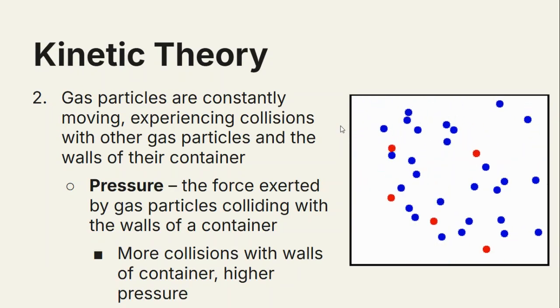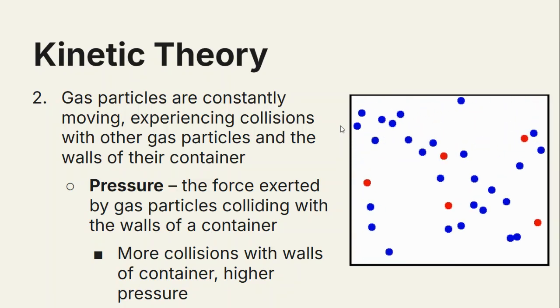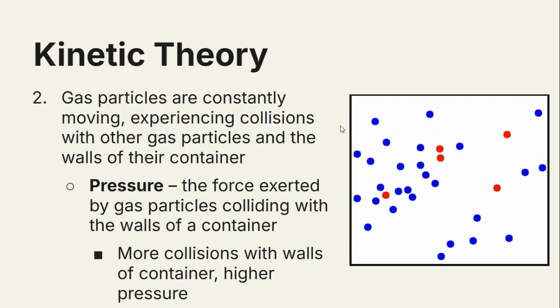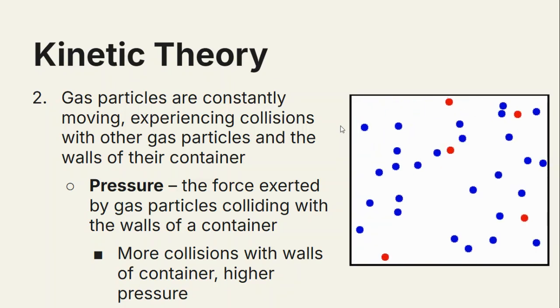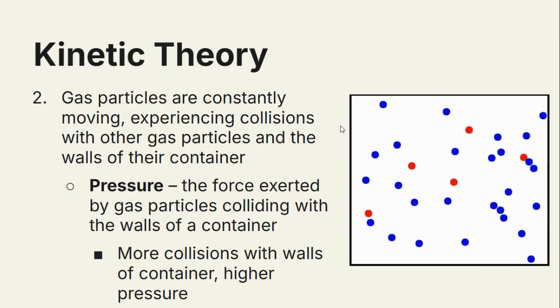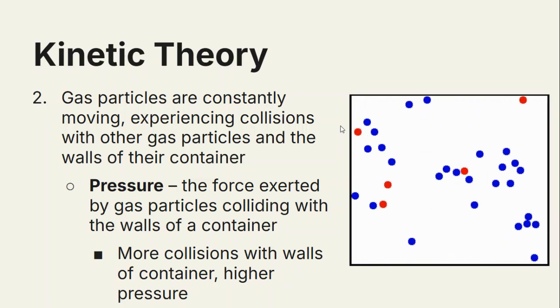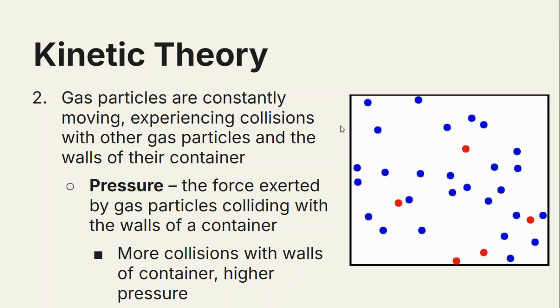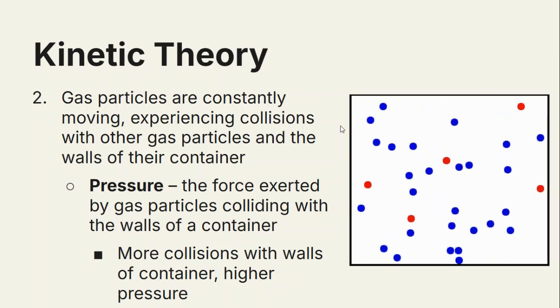The second part of kinetic theory says that gas particles are constantly moving, experiencing collisions with other gas particles and the walls of their container. When we learned kinetic theory in physical science, that was what we learned, that particles are constantly moving, except at absolute zero where they don't move.